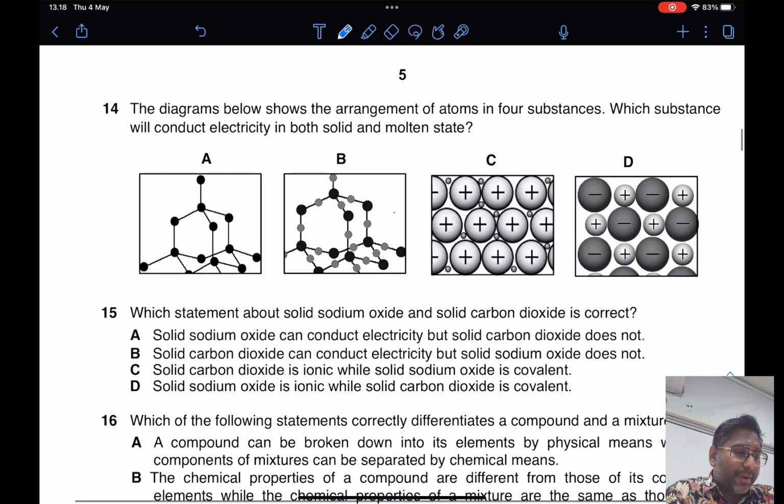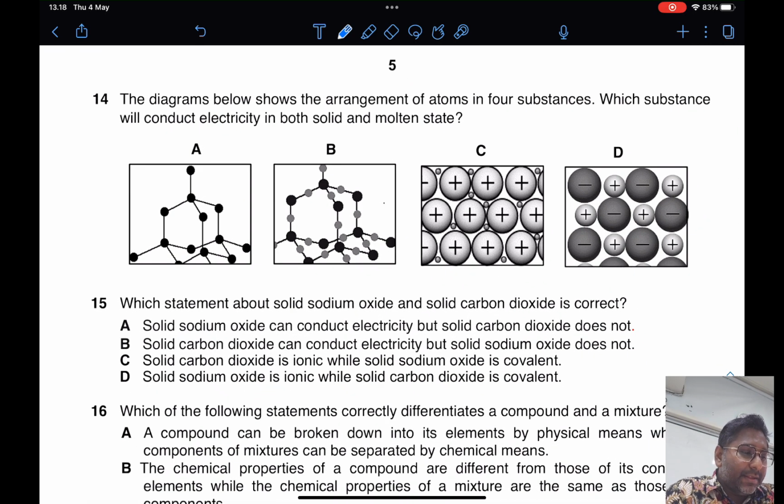Okay, now next, question 14. The diagram below shows the arrangement of atoms in 4 substances. Which substance will conduct electricity in both solid and molten state? In order to conduct electricity, you need free moving ions or free delocalized electrons. Definitely this is going to be a structure of diamond, so this is not going to conduct electricity.